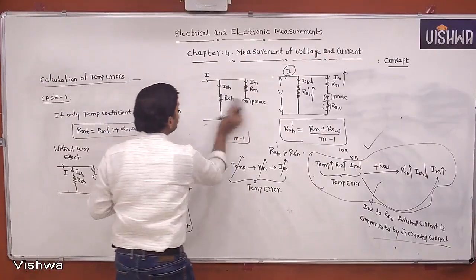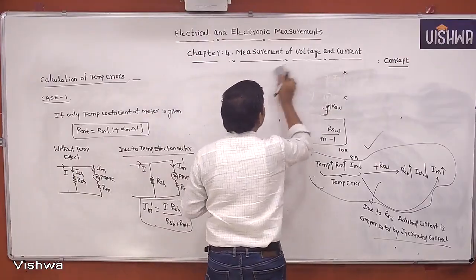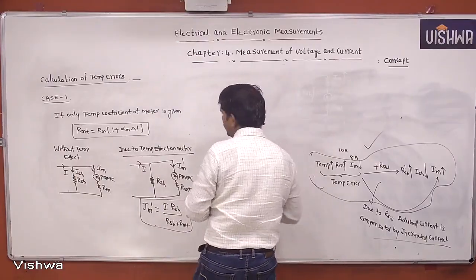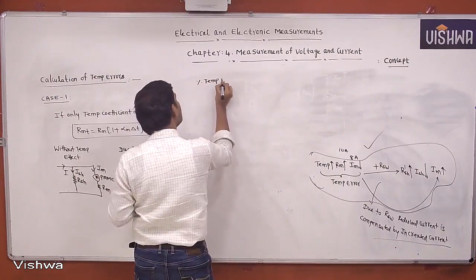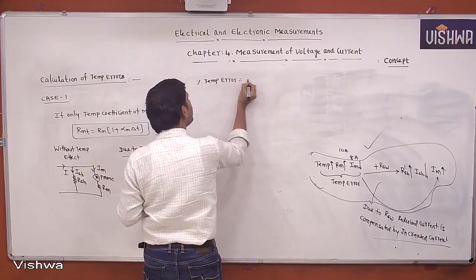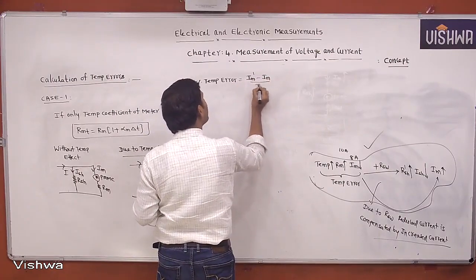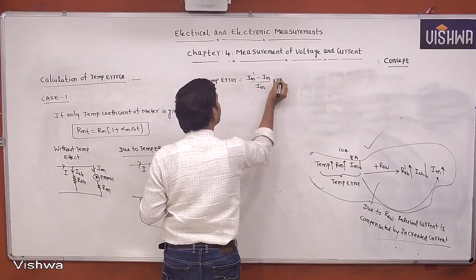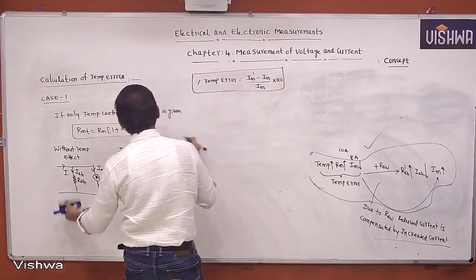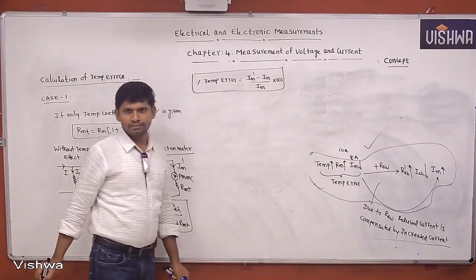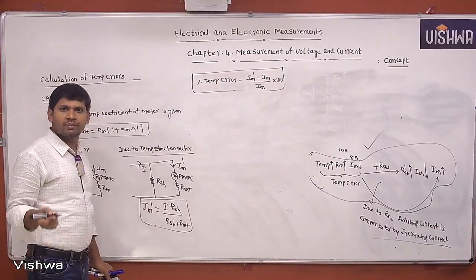Then how to calculate percentage error? Percentage temperature error equal to. Tell me. How to calculate percentage temperature error? Therefore, percentage temperature error equal to IM dash minus IM by IM, that is measured value minus true value by true value, into 100. Okay, this is the temperature error. This IM is given in the problem, that you take as IM. Okay, this is case 1, if only the temperature coefficient of the meter is given.